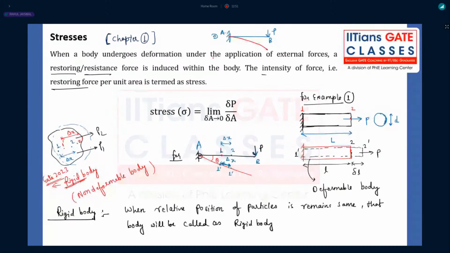Now when you think of points 1 and 2, the distance between 1 and 2 will change. Definitely it will change. Now the body has deformations, right? The body has been bent. So the relative distance between 1 and 2 will not be the same, it will change. So this particular body will be called a deformable rod. Getting my point, all of you?